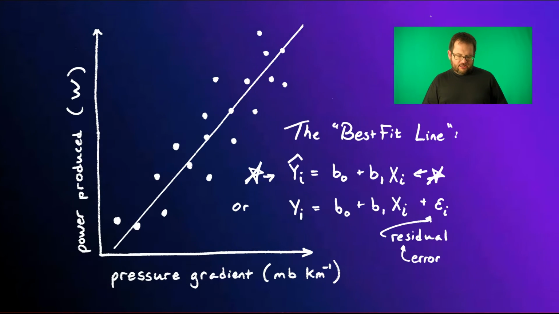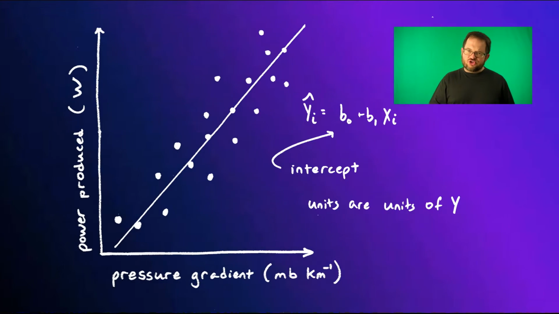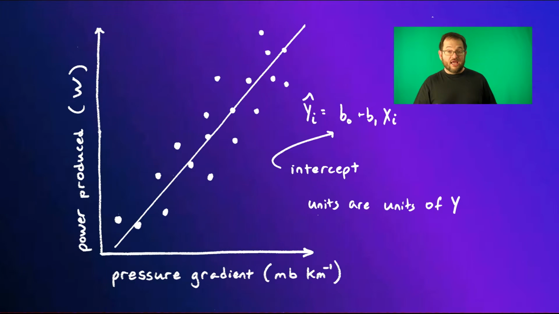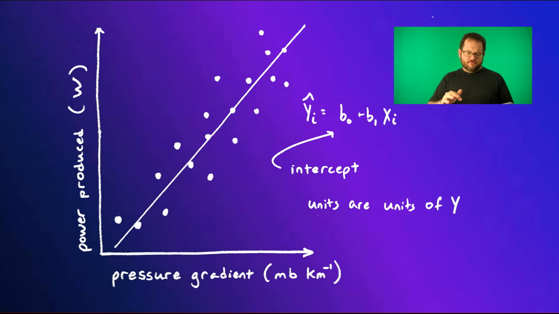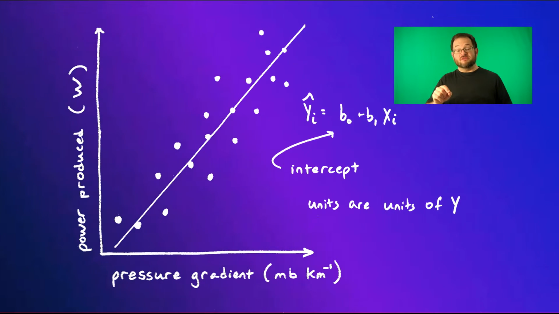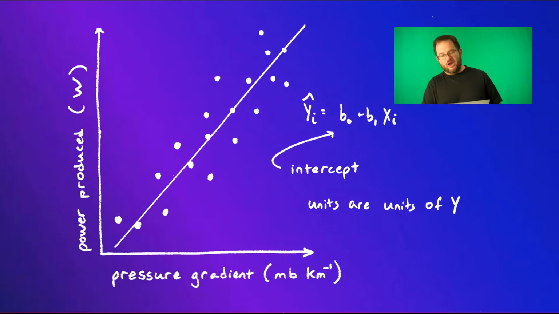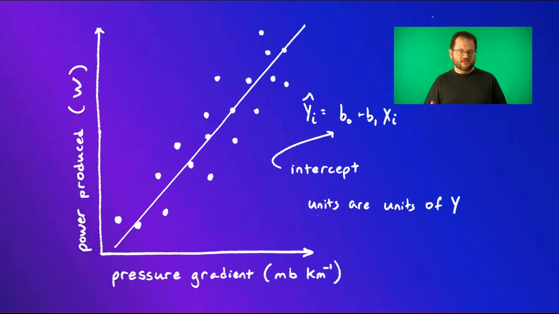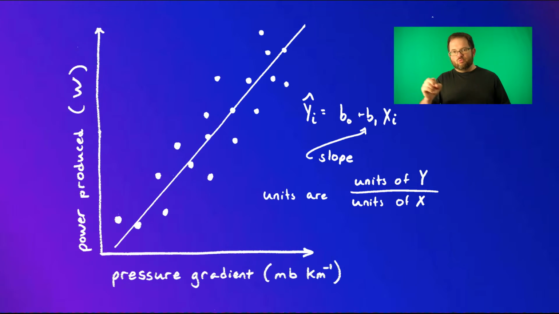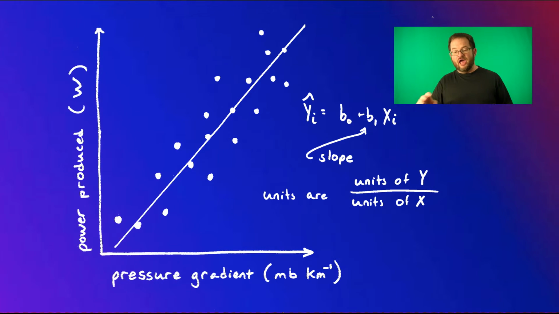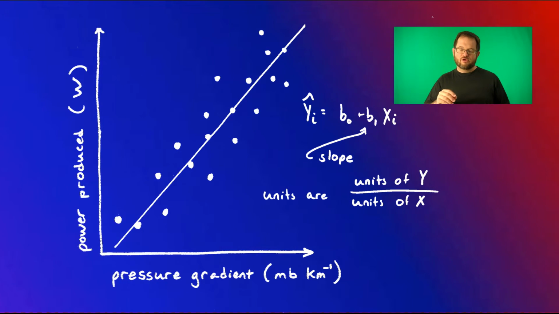Now, there's two terms there, that B naught and that B1. The first part, B naught, is the intercept. That is the y-intercept of that best fit line. It's going to have units that are the same as the units of whatever your units of y are. So in this case, B naught is going to have units of watts. Now, our second regression statistic, B1, is the slope of the regression line, and it's going to have units that are the ratio of the units of y over the units of x. So in this case, it would have rather horrible units of watts over millibars per kilometer, but whatever they are, they are.